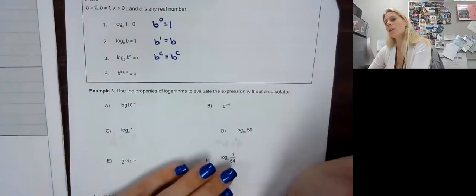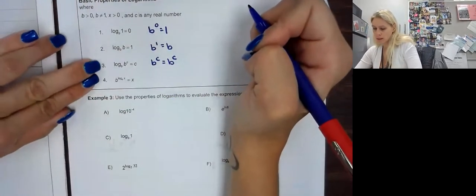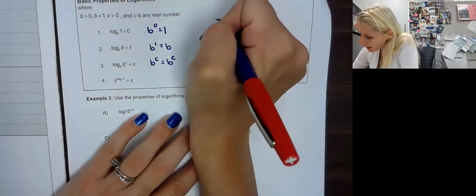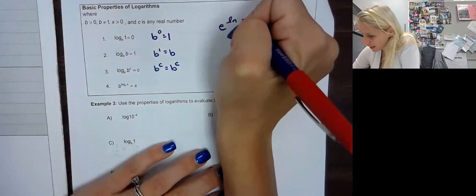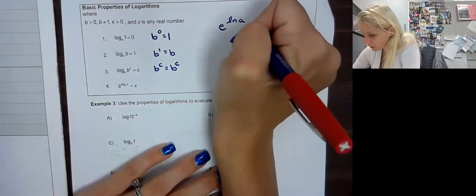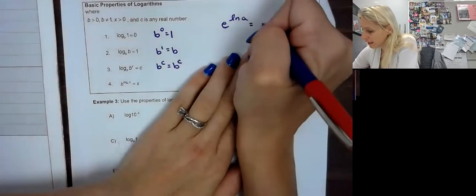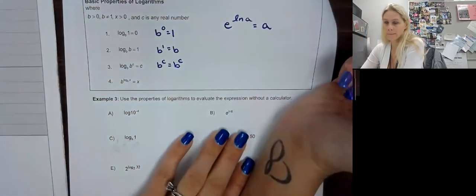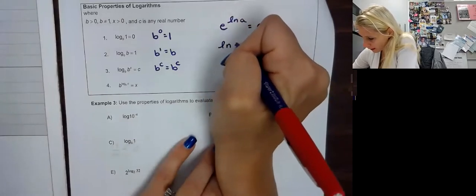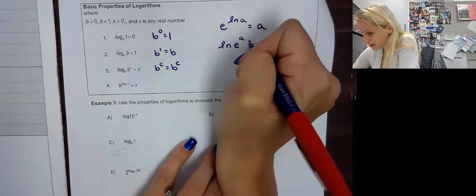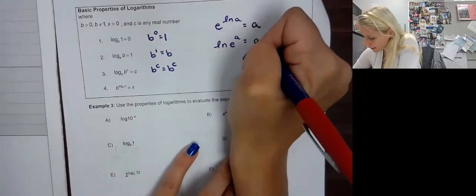I'm going to put 2 more on here just because of the connection with ln and e. So that goes along with 3 and 4, okay? So if we have e to the ln of, let's just say a, equals, well, e and ln are inverses of each other, so they cancel each other out, leaving us with the value of a. Same thing as if we went the other way. ln of e to the a. Again, the ln and e are inverses, so they cancel and we're left with a.